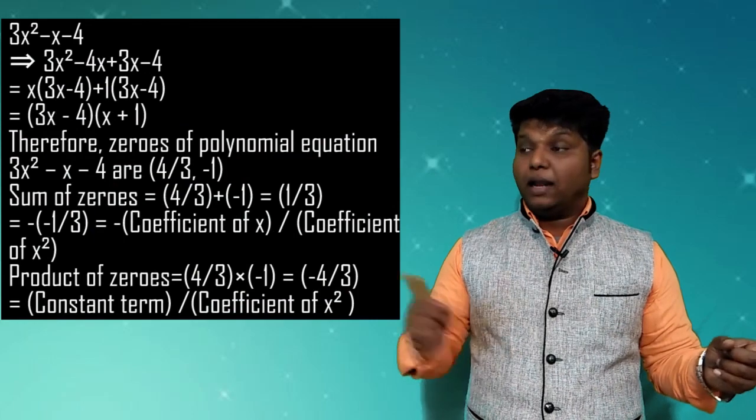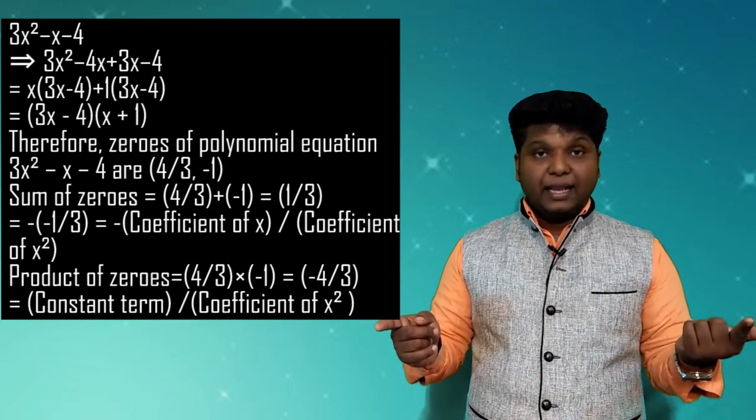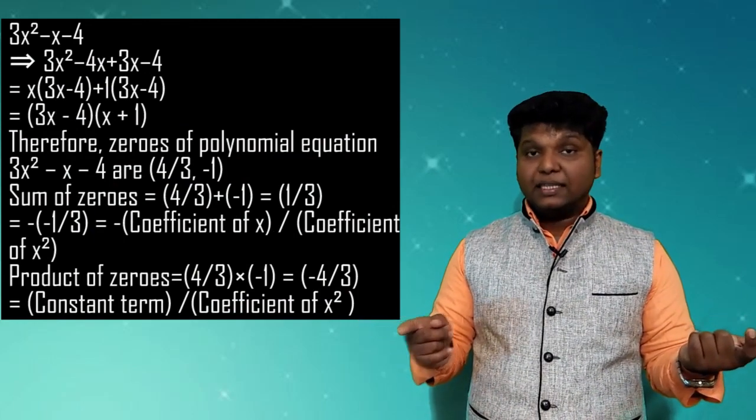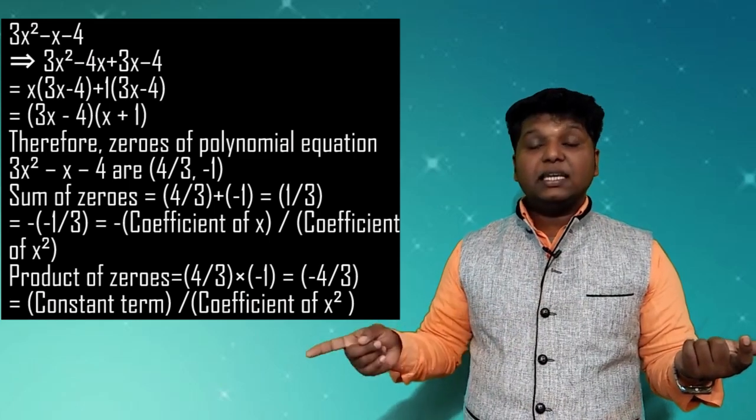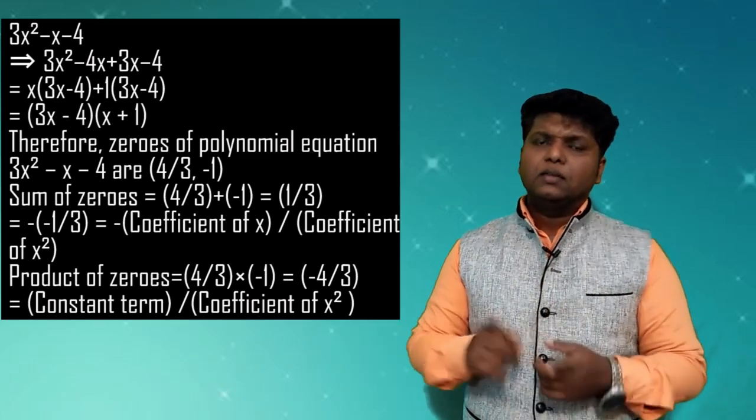Hope you understood. One more question from this section. 3x squared minus x minus 4 is equal to 0. First of all, what do we have to check? Whether the given equation is in the standard form. Is it? Yes, it is. Now, multiply the coefficient of x squared and the constant term together. Here the coefficient of x squared is 3. That means our a is 3 and our c is minus 4. Multiply them together. 3 fours are 12.